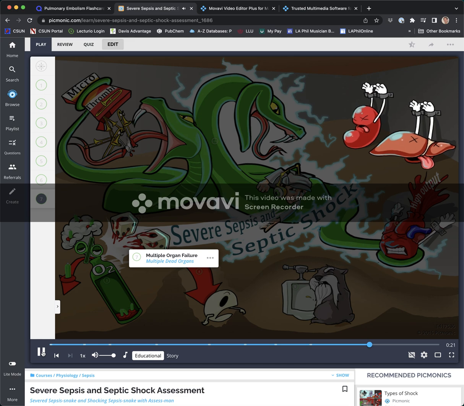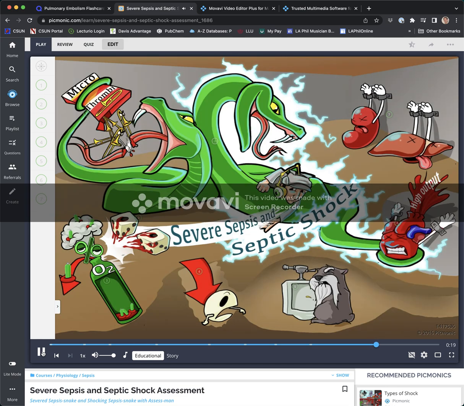So to summarize, severe sepsis and septic shock assessment involves microthrombi formation and eventually the development of disseminated intravascular coagulation, or DIC. Patients have decreased oxygen saturation levels and decreased white blood cells. They develop oliguria and eventually high output heart failure. This may lead to multiple organ failure and eventually death.